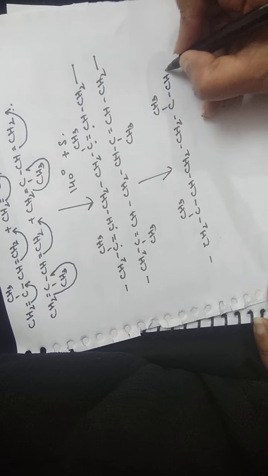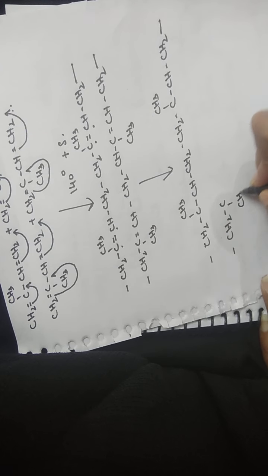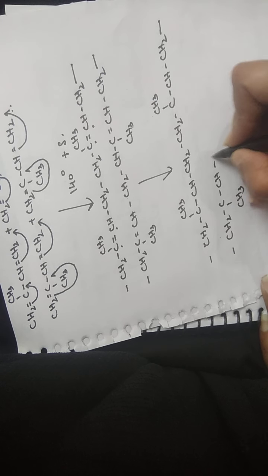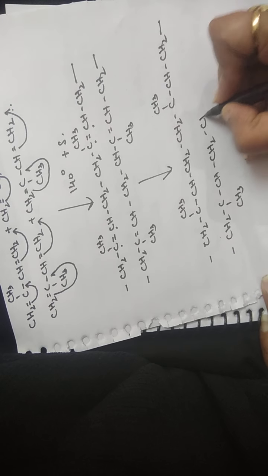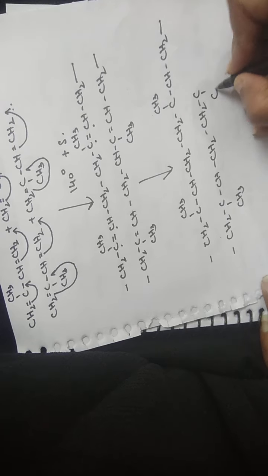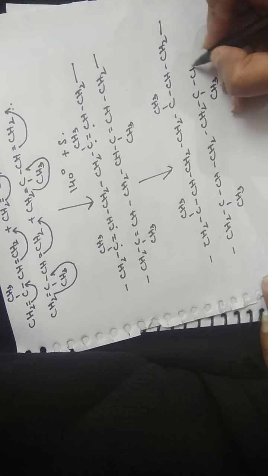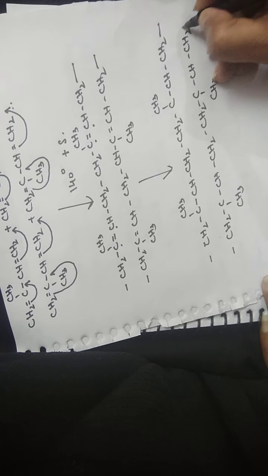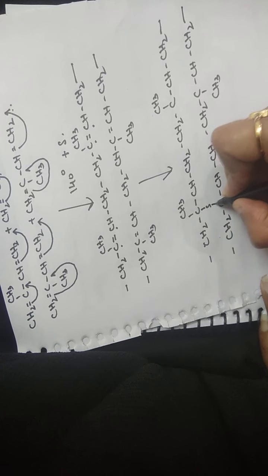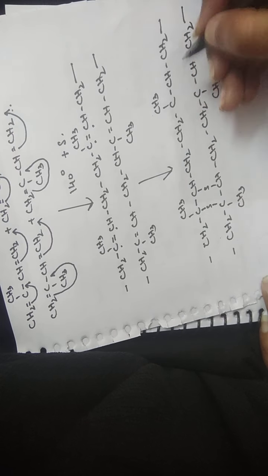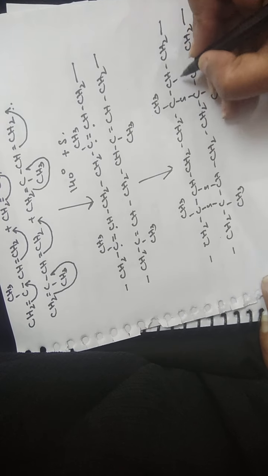This double bond is converted into a single bond, and then I write the second layer, CH CH2, CH2 C CH3 CH CH2. Now the sulfur is going to attach here. This is the process of vulcanization. So this is the vulcanized rubber.